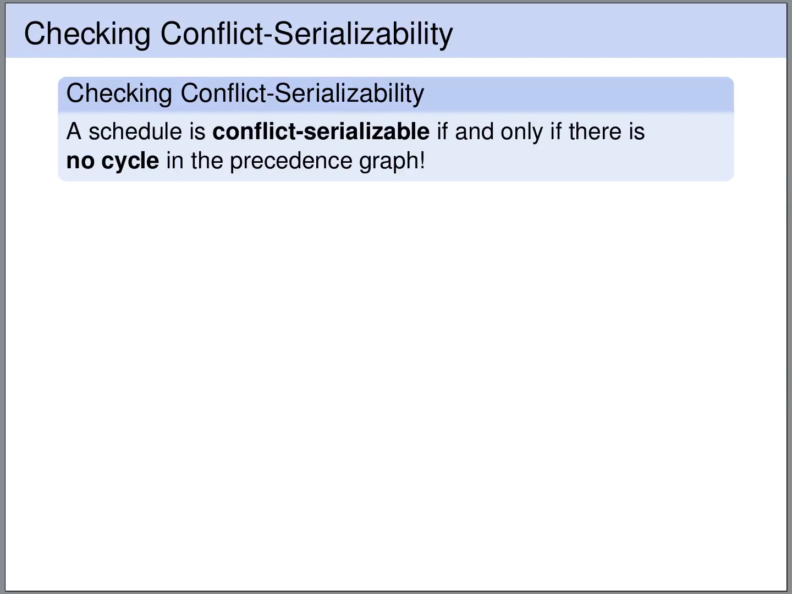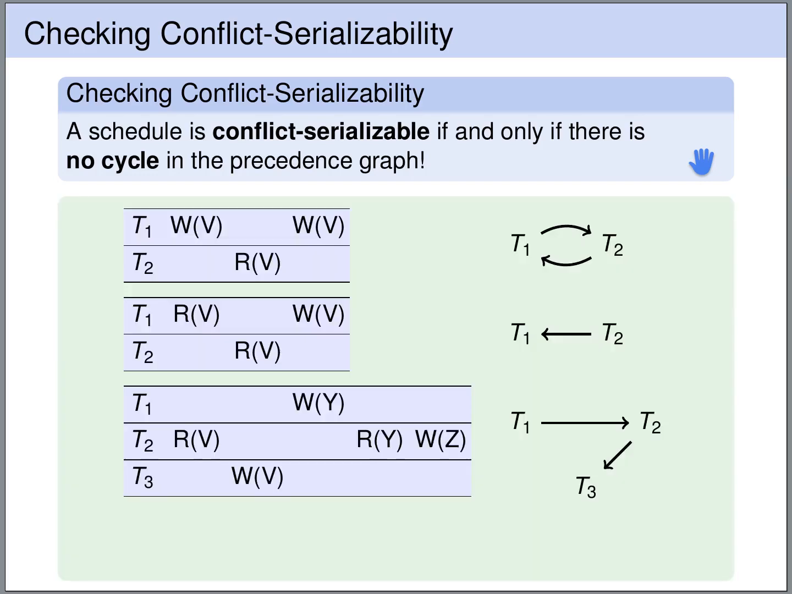We can use the precedence graph to decide whether a schedule is conflict serializable. So we have the following nice theorem, which states that a schedule is conflict serializable if and only if there is no cycle in the precedence graph. Here cycle really takes the directions of the arrows into account. We will later see an example of that, but first let's look at the three examples from the last slide.